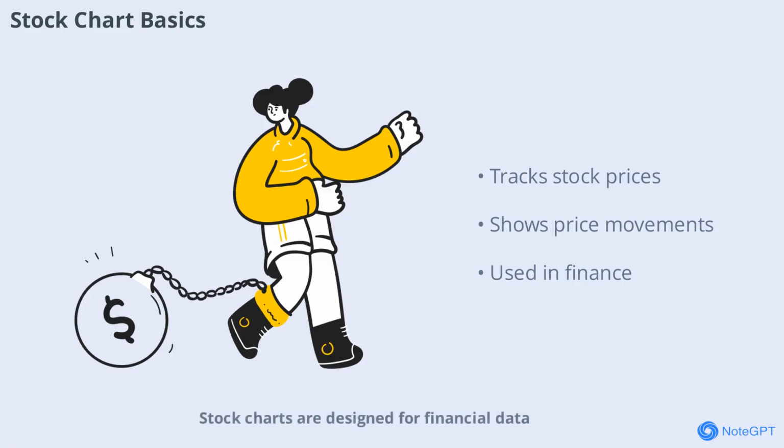Stock charts are designed for financial data, especially for tracking stock prices over time. Excel offers several types, including high-low-close and open-high-low-close charts. These charts display price movements, trading volume, and other key metrics. Stock charts are essential for investors, analysts, and anyone interested in financial markets, providing a clear view of trends and volatility.